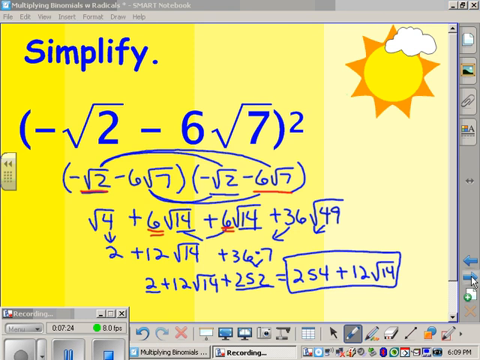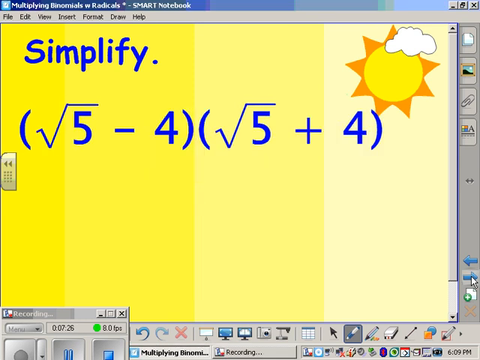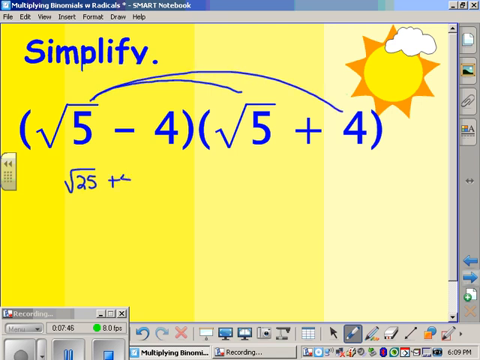Let's take a look at the next example. In this example, we also have a binomial times a binomial. So again, we must use the FOIL method. So first we will multiply radical 5 times radical 5, which is radical 25. Then we will multiply radical 5 times 4, which is 4 radical 5.